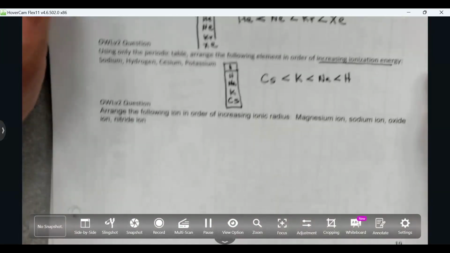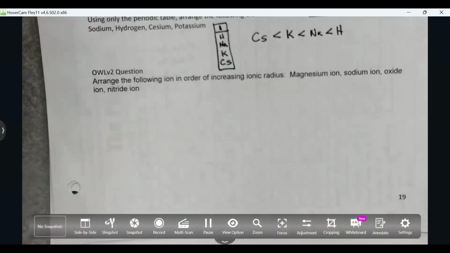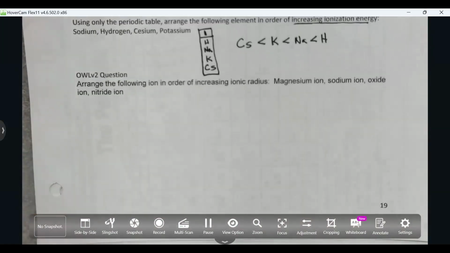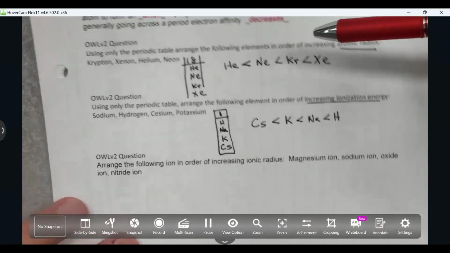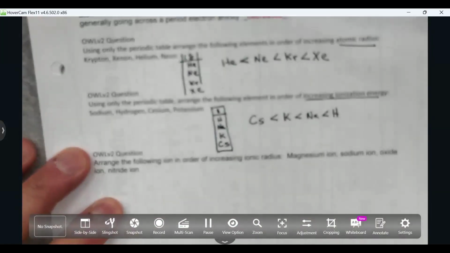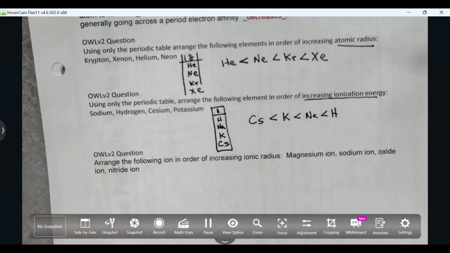So we left off right here. We did the patterns on the periodic table. So atomic radius increases going down. Ionization energy decreases going down. And we wrote those patterns on your blank periodic table.